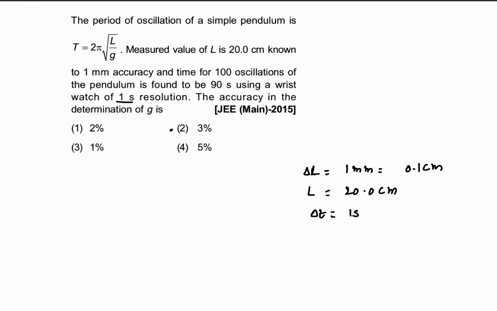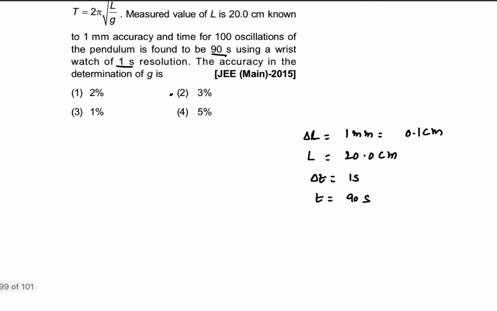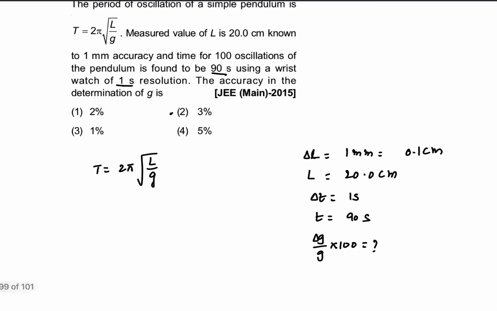1 millimeter is 0.1 centimeters. L is given as 20.0 centimeters. Now the error in time is given, delta t is equal to 1 second, and the time taken they have given is 90 seconds. T is equal to 90 seconds. Now you need to calculate delta g by g into 100.